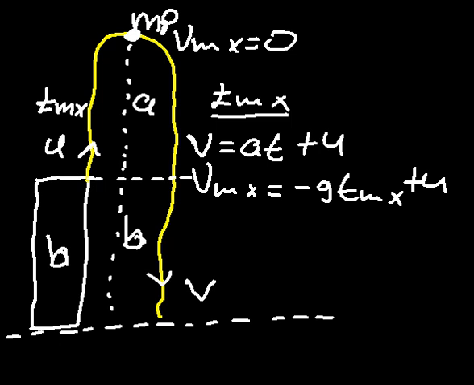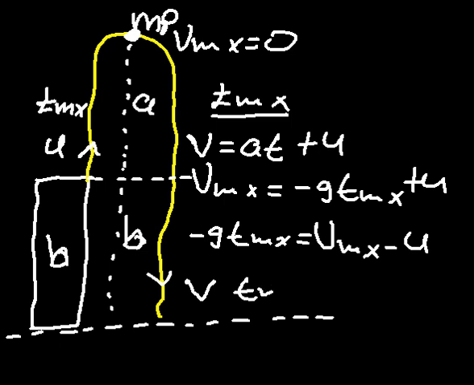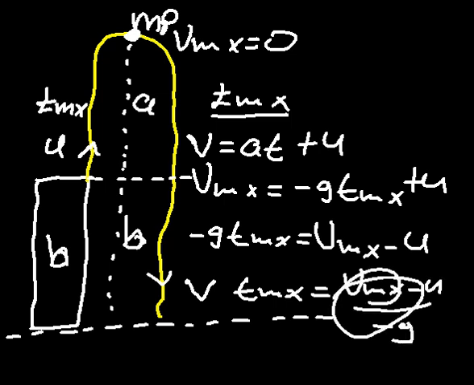Which means we'll have negative g Tmax given as Vmax minus u. In this case, Tmax is given as Vmax minus u divided by negative g. So that's the analysis you have to understand.